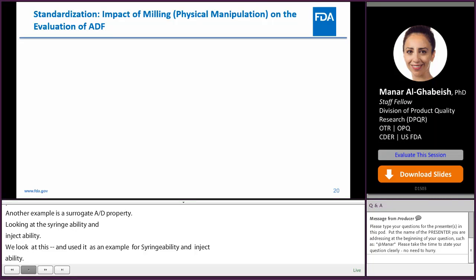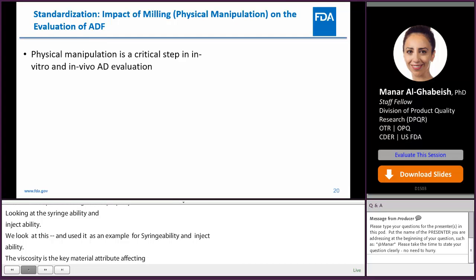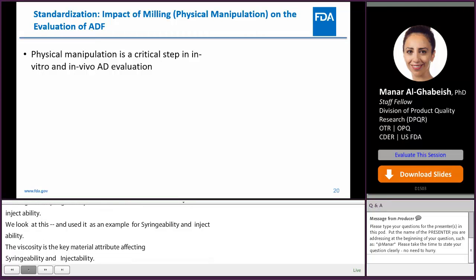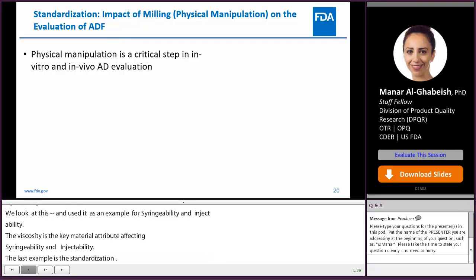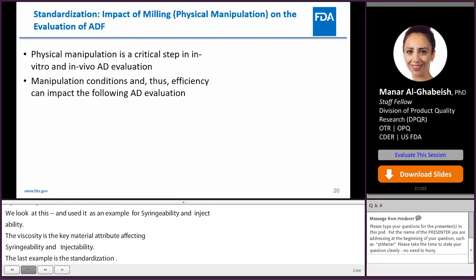The last example is the standardization of method. In this example, I will be talking about milling as a physical manipulation method. Physical manipulation is critical and the initial step for most in vitro and in vivo AD evaluation studies.